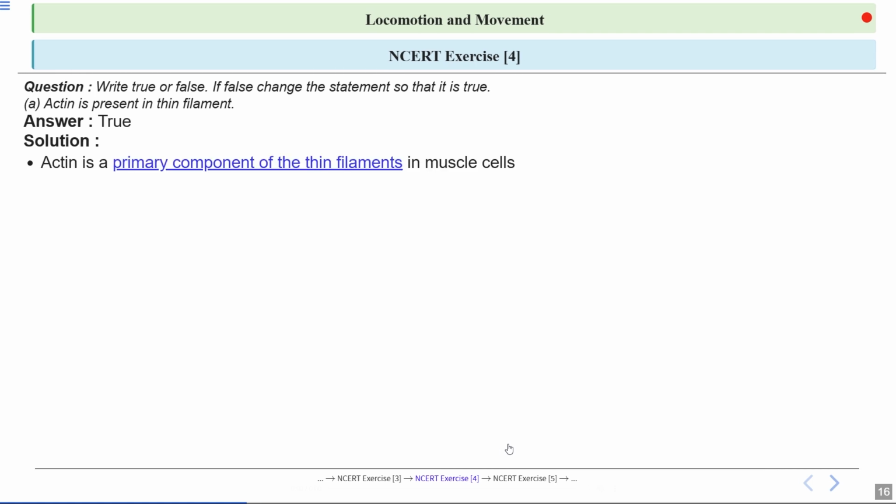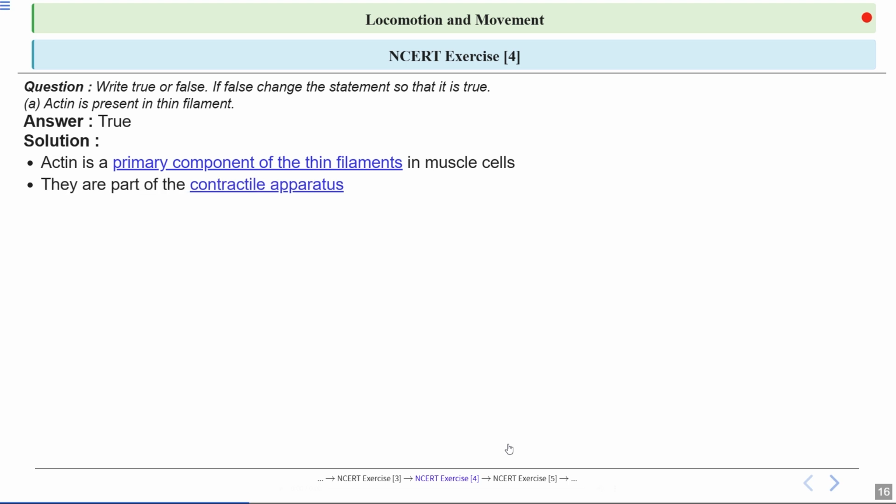Talking about actin, it is actually the main building block of the thin filaments in the muscle cells. So you can think of actin as the threads that make up these filaments, kind of like the strands in a rope. So this is a key point to remember when you are studying how muscles contract.